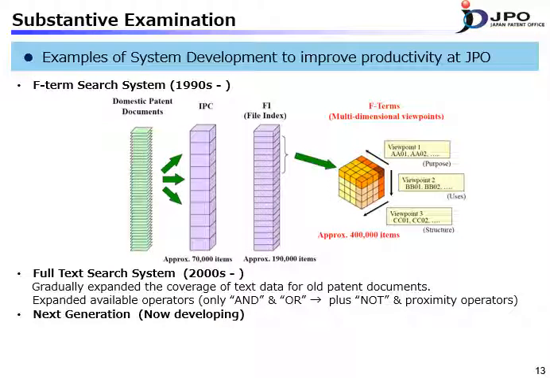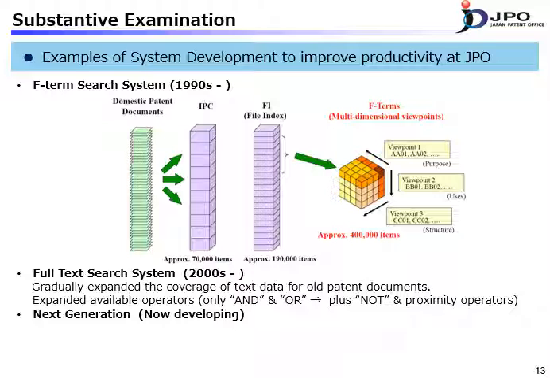We will now introduce an example of IT system development that have contributed significantly to streamlining of substantive examination. In substantive examination, prior art search work is the work that can be greatly streamlined by IT systems. The JPO was the first IP office in the world that computerized IP office operations. One of the results of computerization was the creation of the F-term search system. This system narrows down the search results using search index for various perspectives, for a large amount of patent documents, and enables high-speed full-text screening of the narrowed-down results.